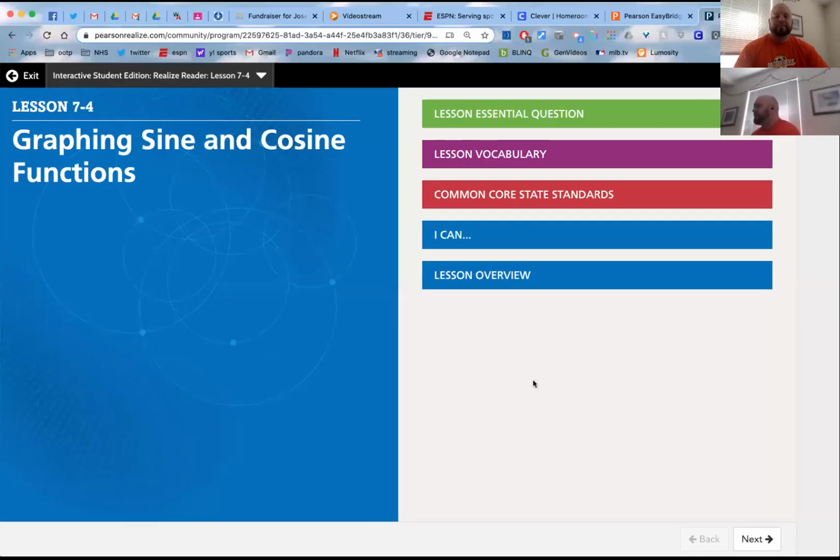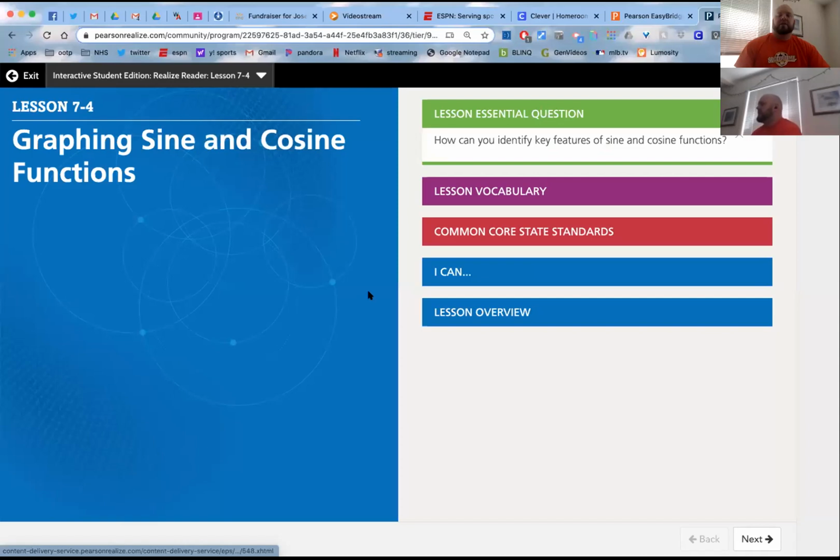We're going to be looking at chapter 7 or topic 7, lesson 4 today, and we're going to be doing graphing of sine and cosine functions. So we're going to start off by checking out our essential question for our lesson today. And you can see our essential question is, how can we identify key features of sine and cosine functions?